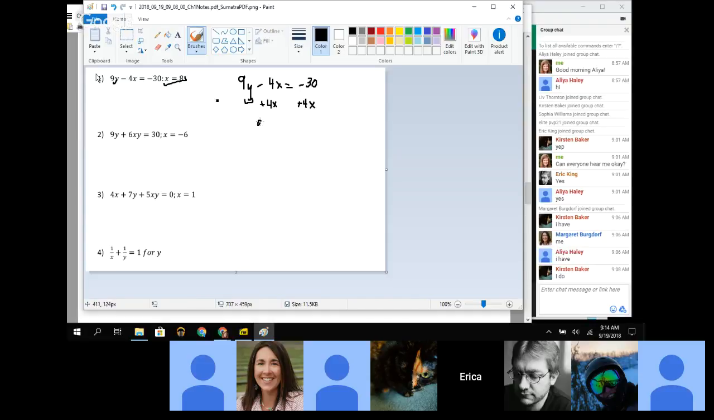So then I'm left over with 9y equals 4x minus 30. Okay, so I'm almost there. I want to get y by itself. Right now, y is being multiplied by 9, so I actually need to divide by 9. And if I'm going to divide this term by 9, I also have to divide this term by 9, and I have to divide this term by 9.